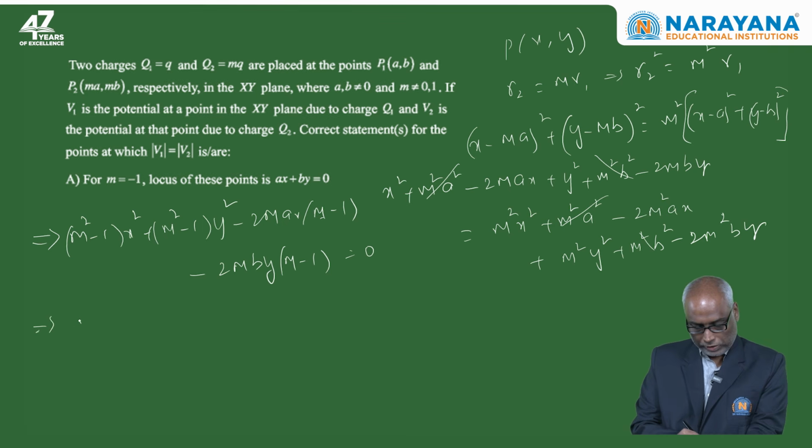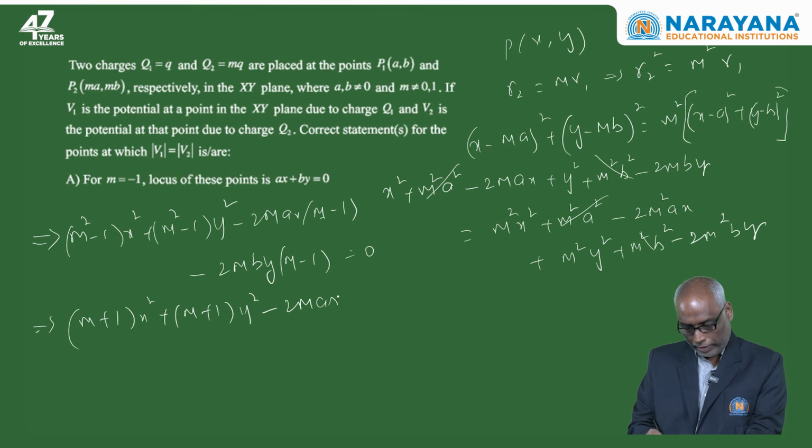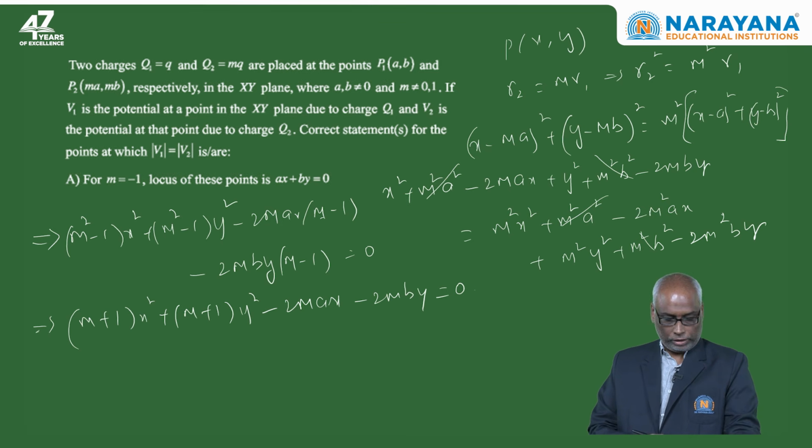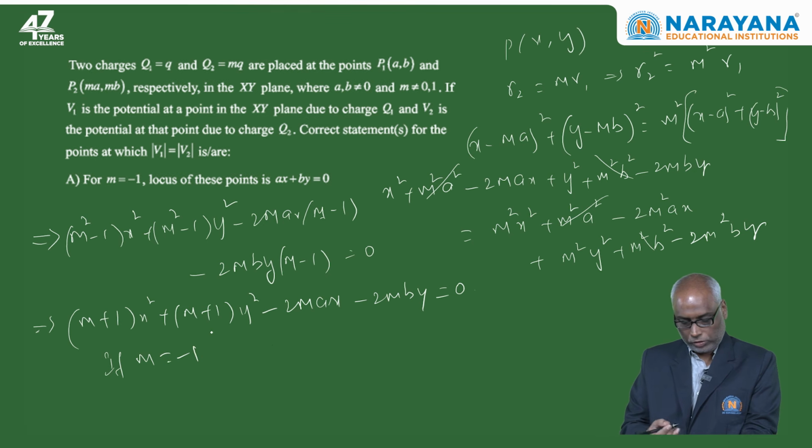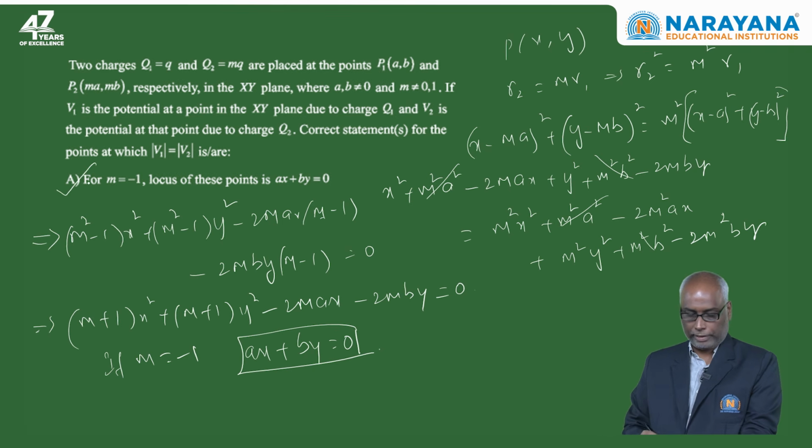So, the equation implies m plus 1 into x square plus m plus 1 into y square minus 2m ax minus 2m by equal to 0. This equation will satisfy all the points for any arbitrary value of m for which v1 is equal to v2. Now, here they are given m is equal to minus 1. So, if m is equal to minus 1, the first two terms will become 0, the coefficients will become 0. Then we are going to get ax plus by equal to 0, which will represent a straight line. So, this option here will be correct.